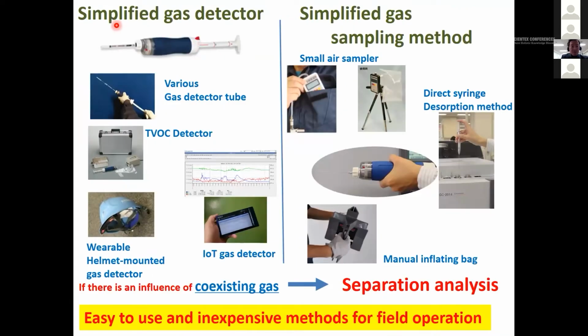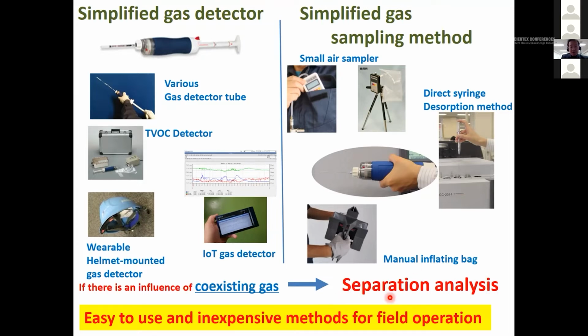So we developed various simplified gas detectors, such as gas detector tubes, total VOC detectors, and wearable and IoT gas detectors. This simplified method is a powerful tool. However, it's not perfect. If there is an influence of coexistence gas, we should use separation analysis.